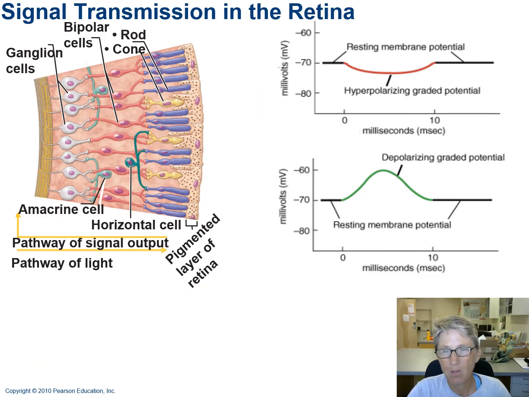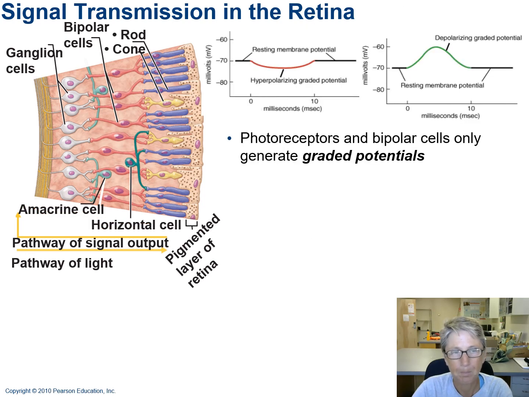Okay, so we went through these graphs at the beginning of this video. You can have a depolarizing graded potential, or you can have a hyperpolarizing graded potential. It depends on what channels are open. Okay, so we've got our cells labeled. We've talked about the rods and cones, the bipolar cells, and the ganglion cells. But there are also these cells called amacrine cells and horizontal cells, and they help modulate the visual information.